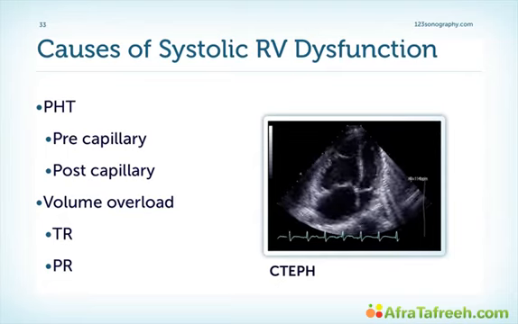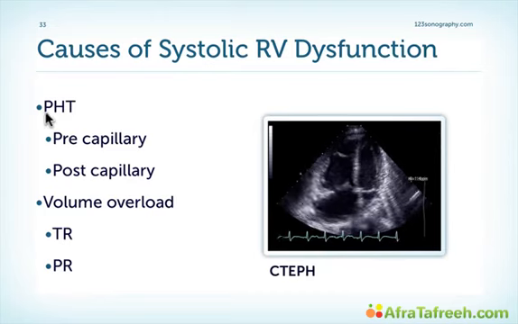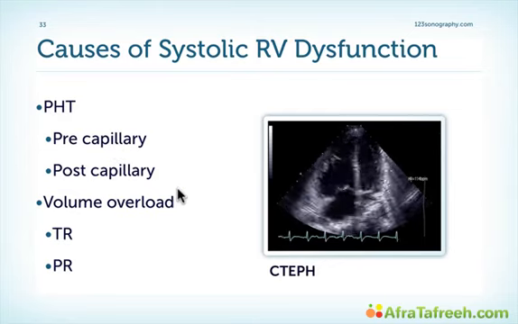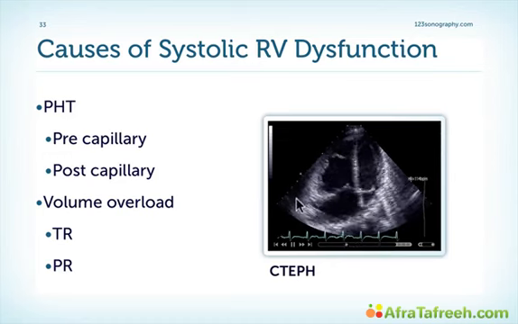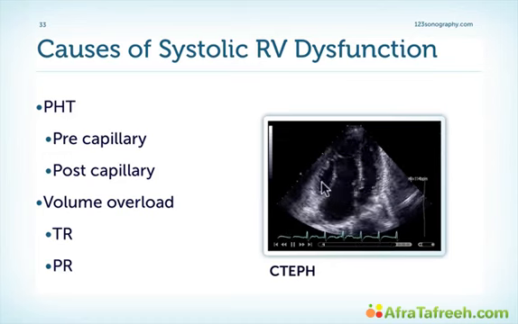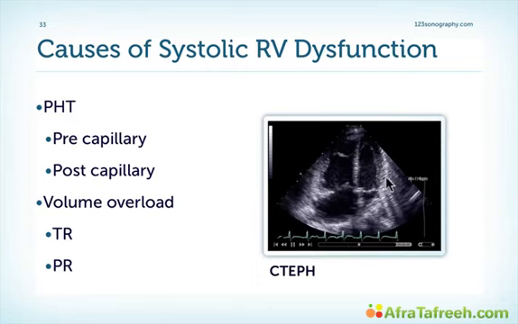So here are the causes of systolic right ventricular dysfunction. Pulmonary hypertension, no matter if it's precapillary or postcapillary. Here this is an example of a patient who has precapillary severe pulmonary hypertension with right ventricular hypertrophy and a reduction in right ventricular function. I believe you can see that visually very nicely already.